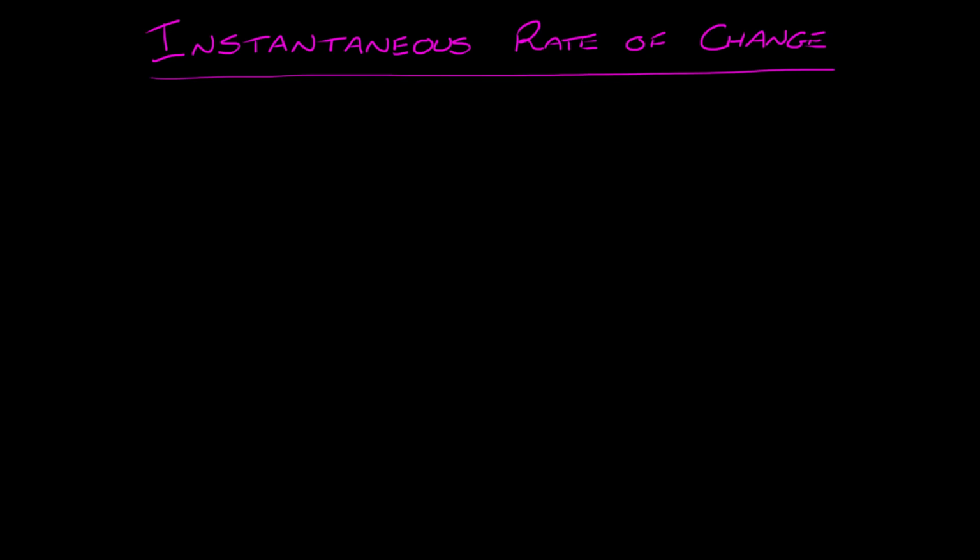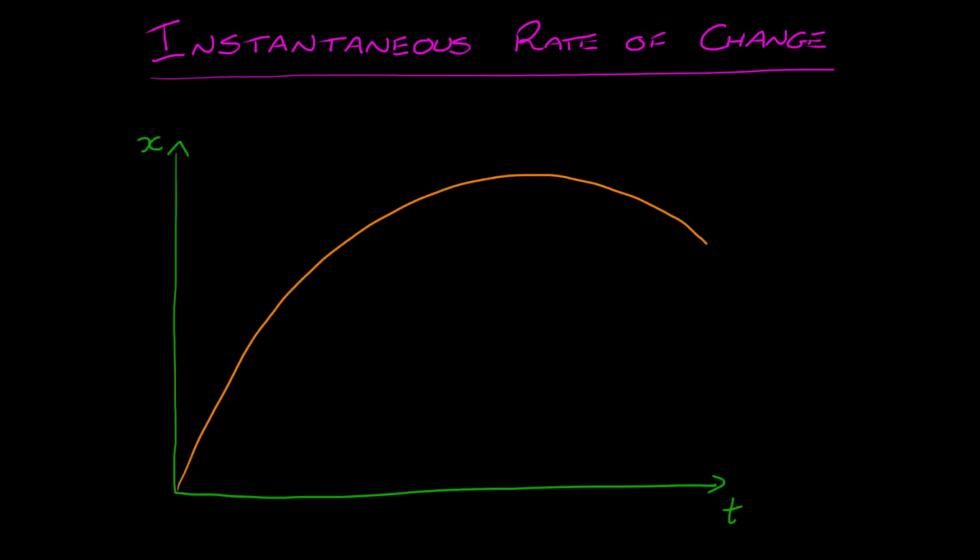Hi guys, so in today's video we're going to talk about instantaneous rates of change. Here we have a graph of position x versus time t. And what I've shown in blue is the average rate of change of position over the entire graph.